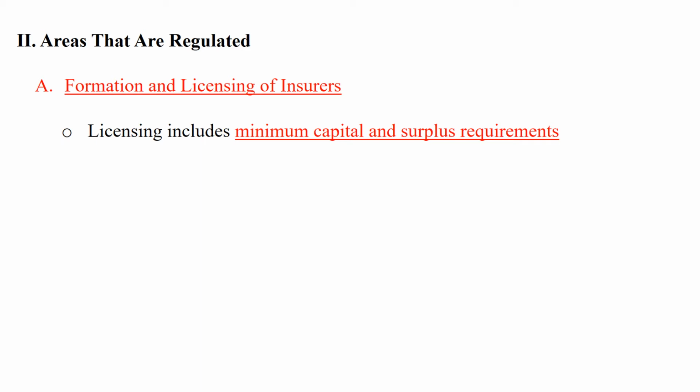have requirements for the formation and licensing of insurers. In other words, a new insurance company needs to be licensed to do business. To get a license, the new insurance company needs to show that they meet minimum capital and surplus requirements.